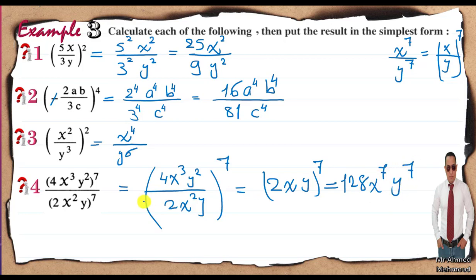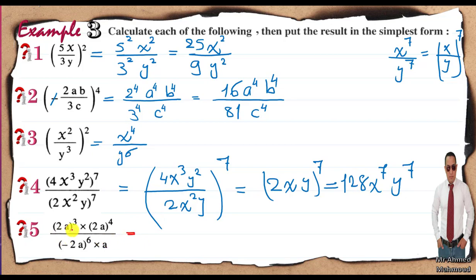I can solve this one another way, by distributing power 7 up and distributing power 7 down and then simplifying. The two ways are correct. Okay, now number 5. Here in number 5, I'm going to use another color because I have a small area.